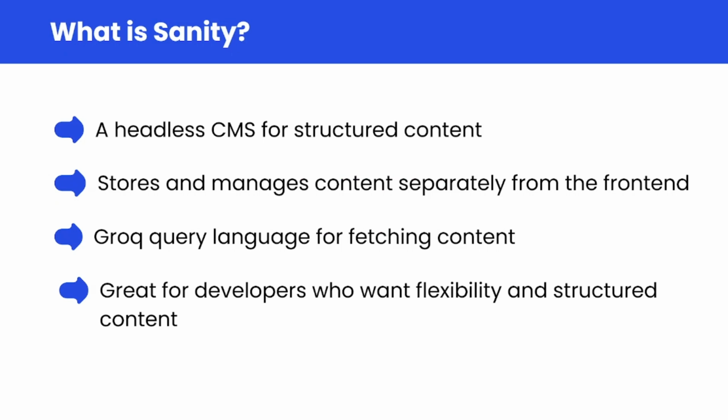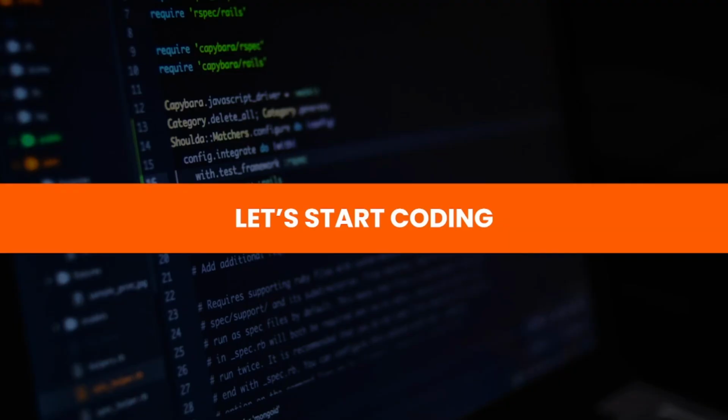So we can have our content on Sanity, then we can plug in any front end. It can be Next.js, React, any framework that supports Sanity, of course. And Sanity uses a query language called GROQ, and it's kind of similar to GraphQL for fetching content. It's really, really easy when you're trying to query data because you can specifically query any data you want directly. And of course, it's great for developers like you and me who want flexibility and structured content. So with that being said, let's start coding.